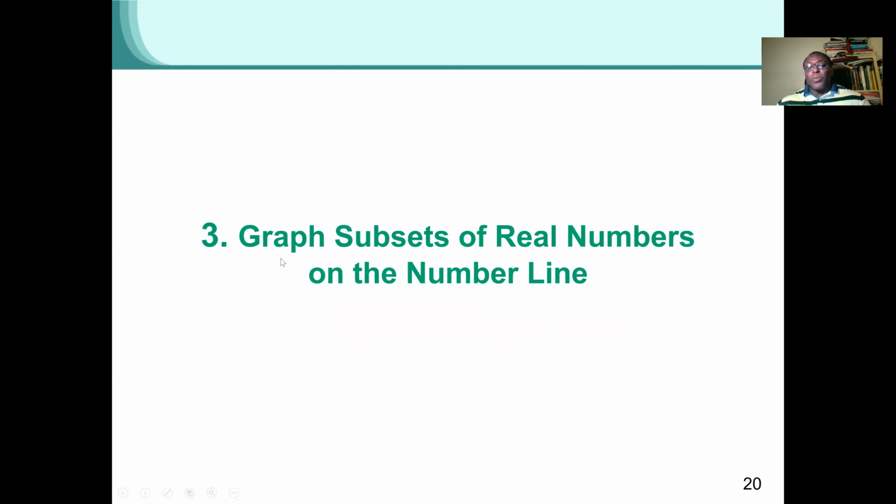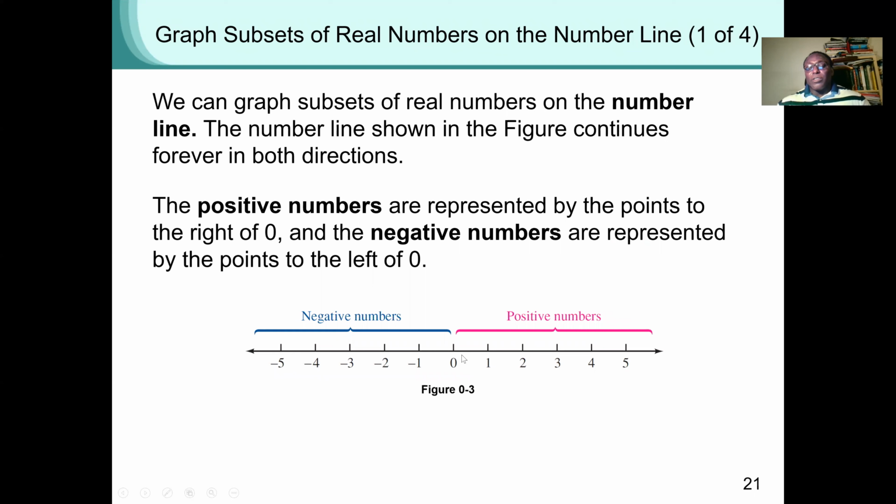And the last section will be to graph subsets of real numbers on a number line. A number line normally will be horizontal. We know the middle is 0. To the left will be negative. To the right of the 0 will be positive. So that means the value increases to the right and decreases to the left.